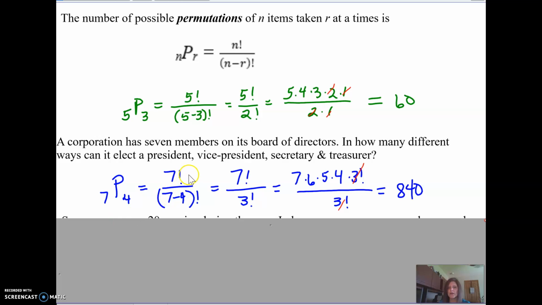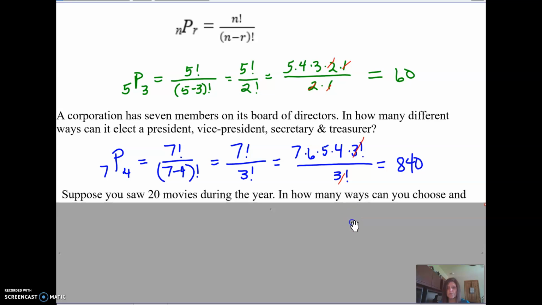Following our formula, that would put 7 factorial on the top over the 7 minus 4 quantity factorial on the bottom. So that's 3 factorial. Now notice what I did on the top. I did 7, 6, 5, 4, 3 factorial. I didn't keep writing it out because on the bottom I already had 3 factorial and I knew they were all going to cancel. So why write it all out? My answer here would be 840.